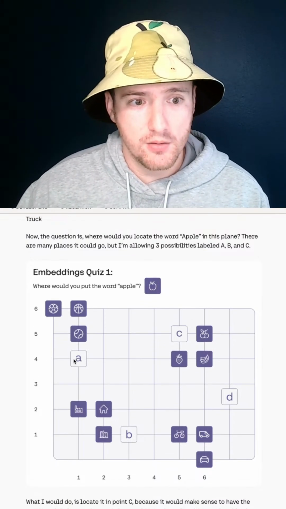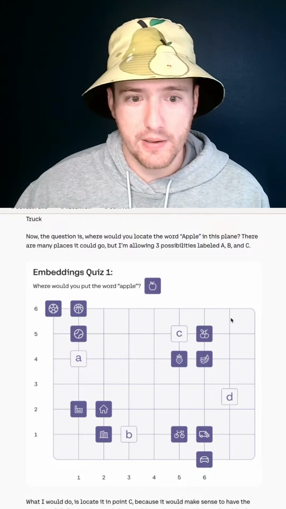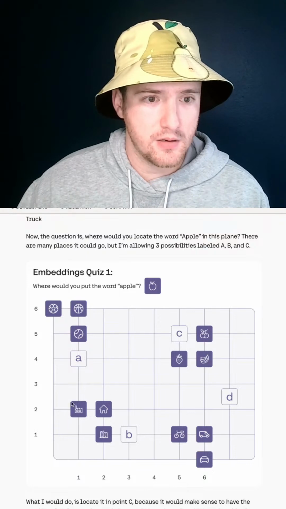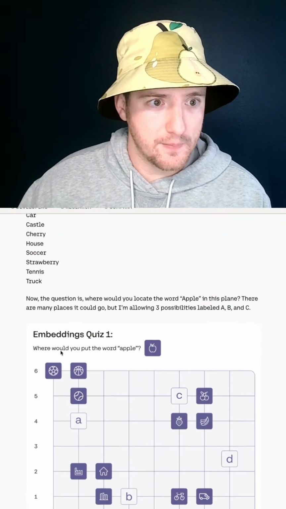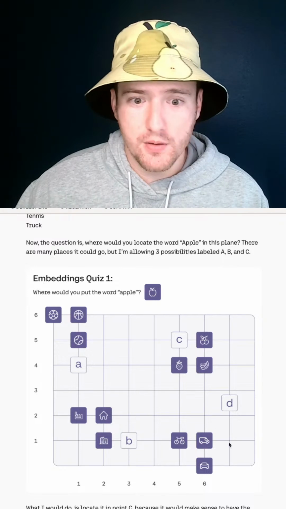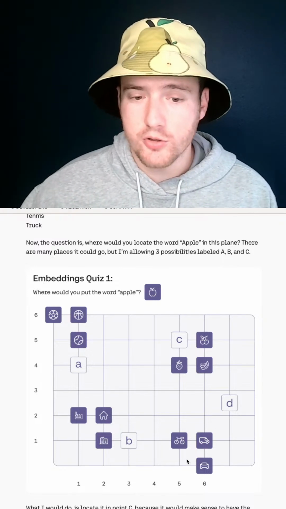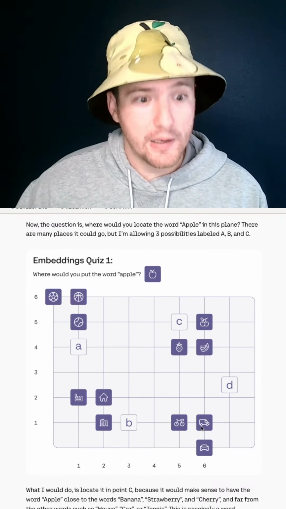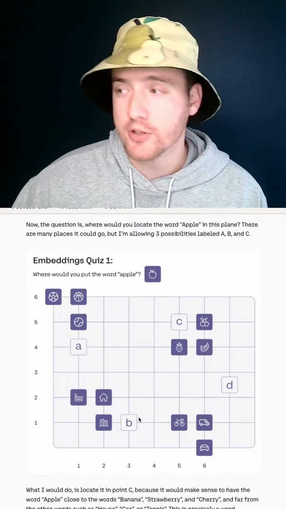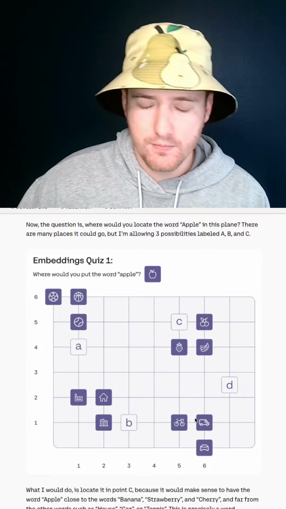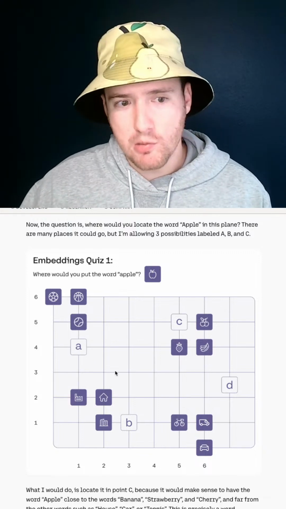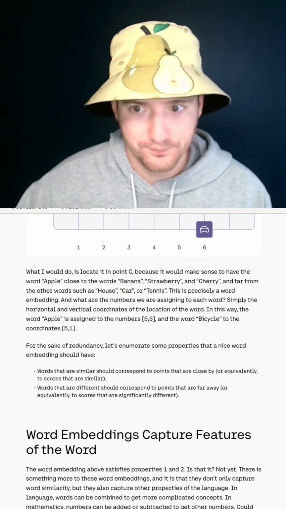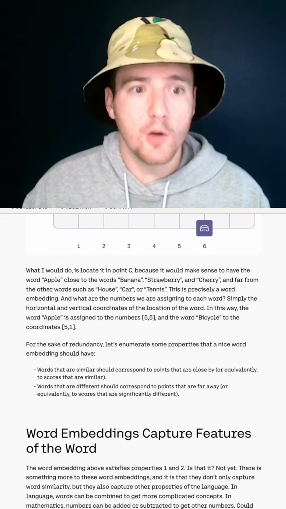We can either put it here, where these sports balls are. We can put it here with these other fruit. We can put it at B, where it looks like houses and structures, castle, structures. Or we could put D, not so much close to transportation, but somewhere in the middle between transportation and fruit. Well, I don't think it's a house. I don't think an apple's a house unless we're like a worm or something. And I don't think it's a means of transportation. It is somewhat round, but I don't think it's a sports ball. So we're going to play it safe and go C, because that's where all the fruit are. What I would do is locate it in point C.